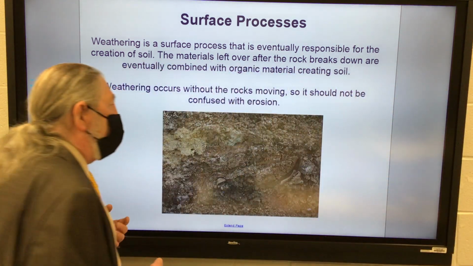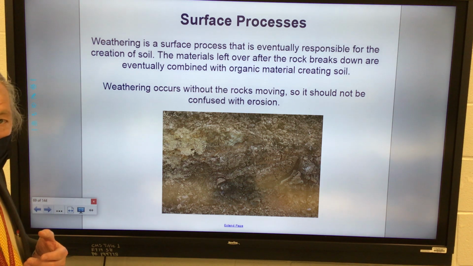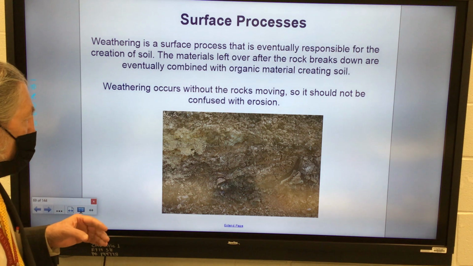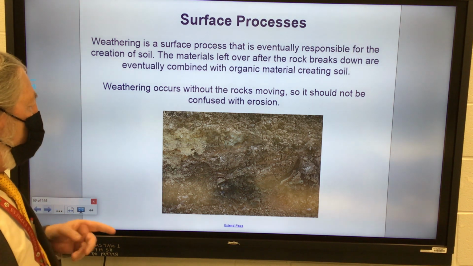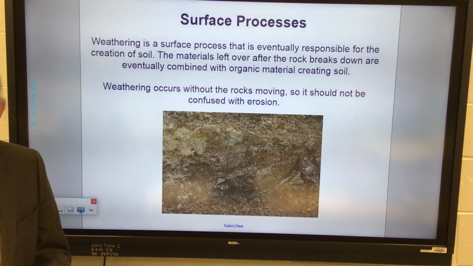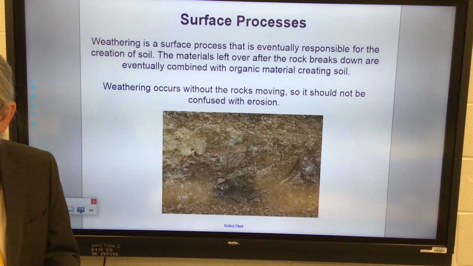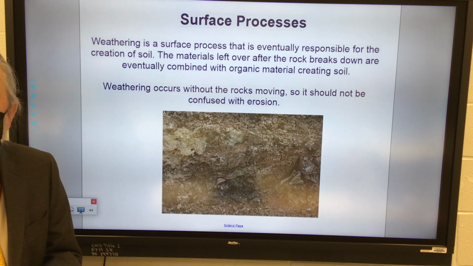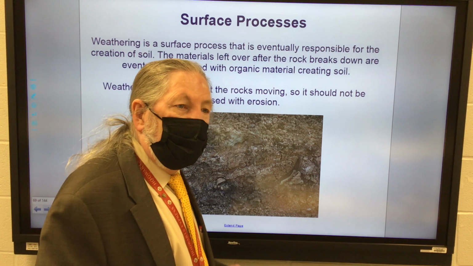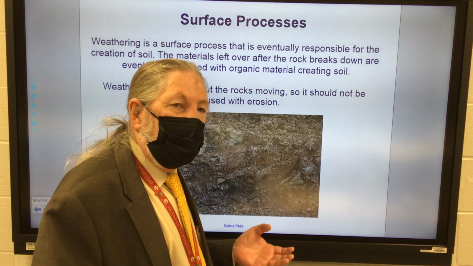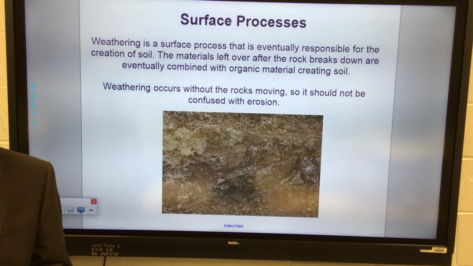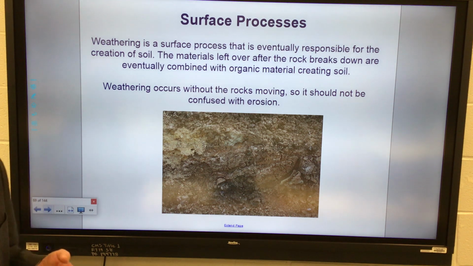Okay? So weathering occurs without the rocks moving, okay? The rocks don't move. Weathering occurs without the rocks moving, so it should not be confused with erosion. So those rocks don't go anywhere, they stay right there, and they break down over millions of years, and then dead things find their way to it, mix in with those rocks, and it becomes soil. Okay, that's how we get soil. You go outside here and dig into the ground, and it's going to be a combination of weathered rocks and organic material. Organic material means things that were once living. Could be plants, could be animals, right?